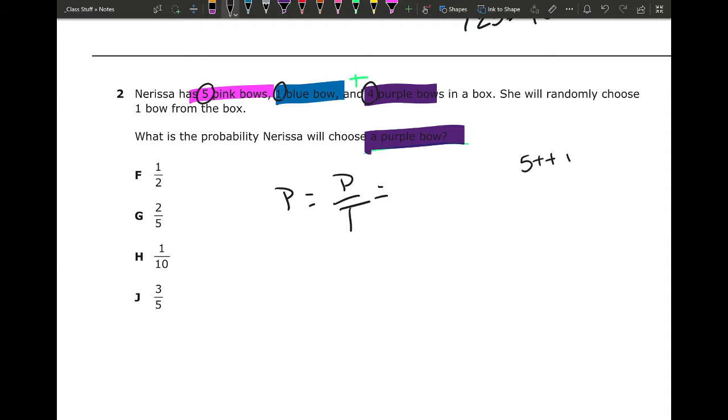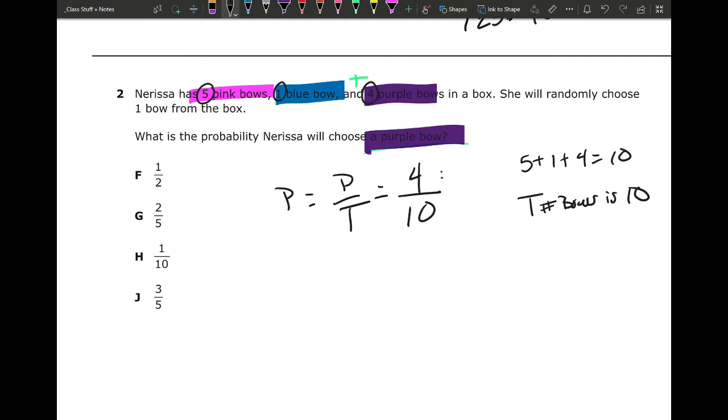5 plus 1 plus 4, which is 10. So my total number of bows is 10. The part is what I'm looking for, what I want my outcome to be. In this case, I know there's going to be 4 purple ones. Now, at this point, you can be done with it if you had the simplest form. But in this case, I don't see anything that says 4 tenths on my answer choices. So that means that you're going to have to simplify this fraction. You can start it by dividing both of them by 2 and see if you stop right there.